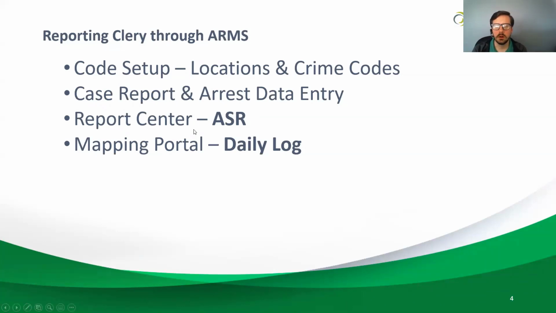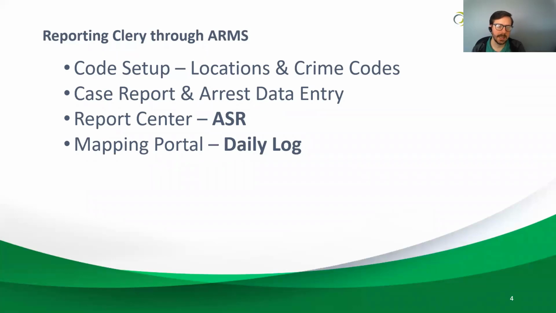So for the first part, that's going to be the code setup, mainly locations and crime codes. Locations, you need to pick what kind of Clery location that geo file is in your ARMS system. You'll have 5 choices to pick from. Just choose the radio button that matches that location. And then for crime codes, you'll need to enter the student right to know, the Clery type.